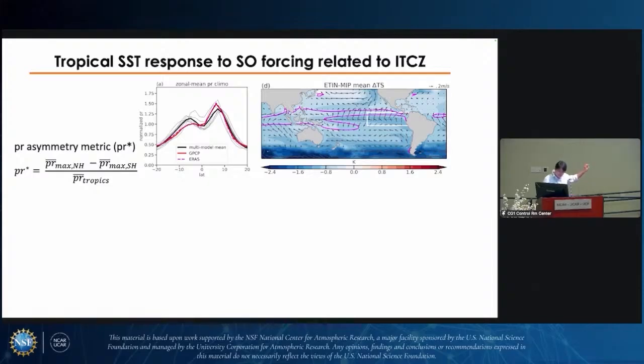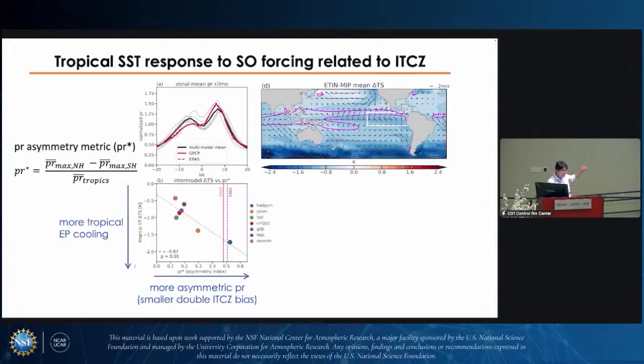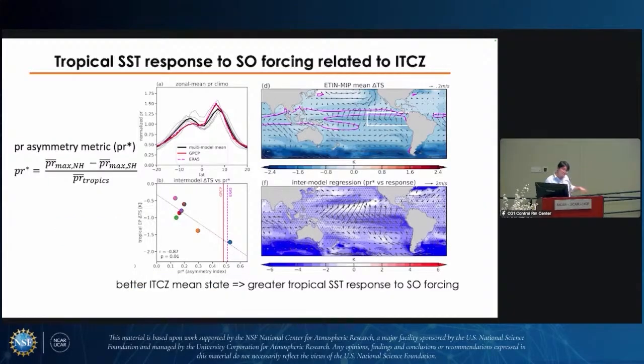So you can see here the zonal mean precipitation. All the models share this double ITCZ bias, but also a large spread. So let's define this asymmetric index and then plot it against model-simulated tropical Eastern Pacific cooling averaged over the white box. Now you can see, in general, models that have a more asymmetric precipitation mean state, which means a smaller double ITCZ bias, also tend to simulate a stronger tropical East Pacific cooling response, which you can also see in these regression maps, showing that a better ITCZ mean state indicates a stronger tropical SST response to Southern Ocean forcing.